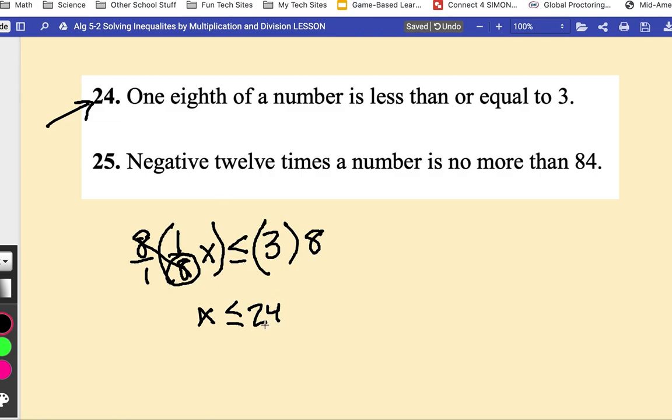and then you're finished. That's really all there is that you have to do for those. They're not asking you to plot them or graph them or anything like that, so that's nice. So let's try 25 now.